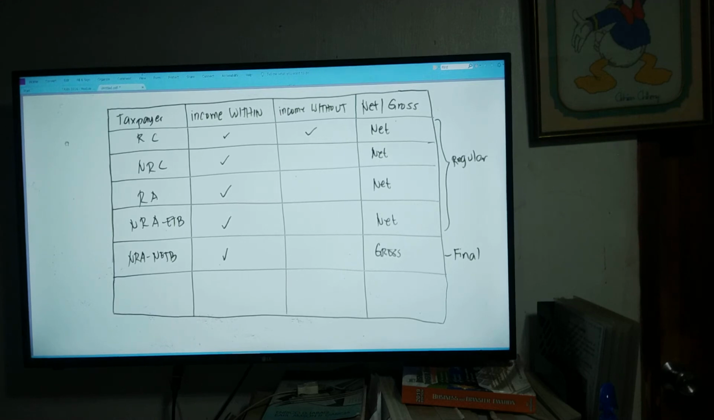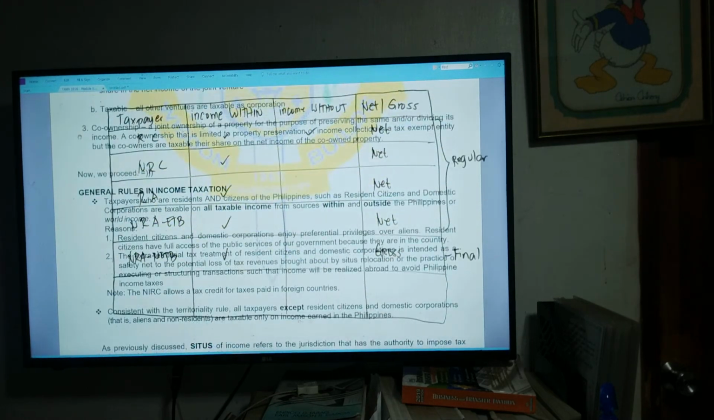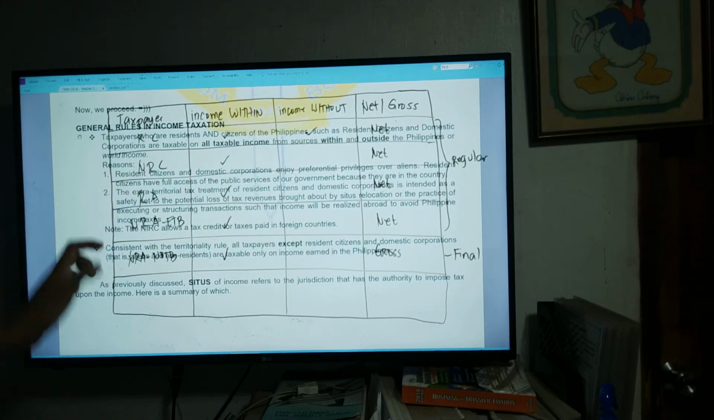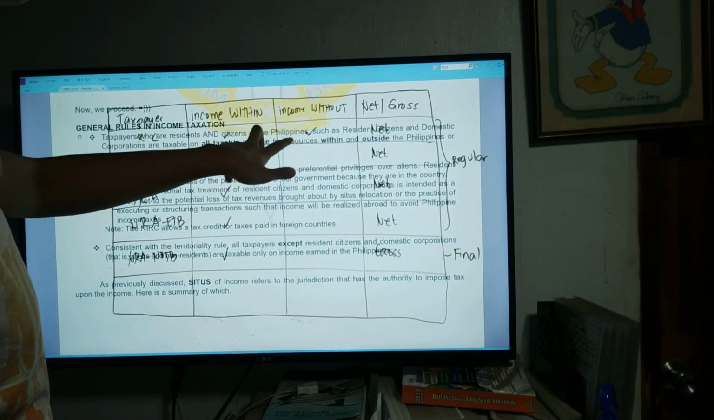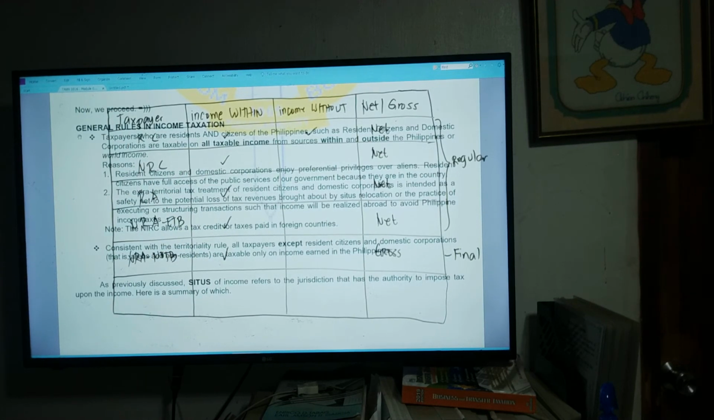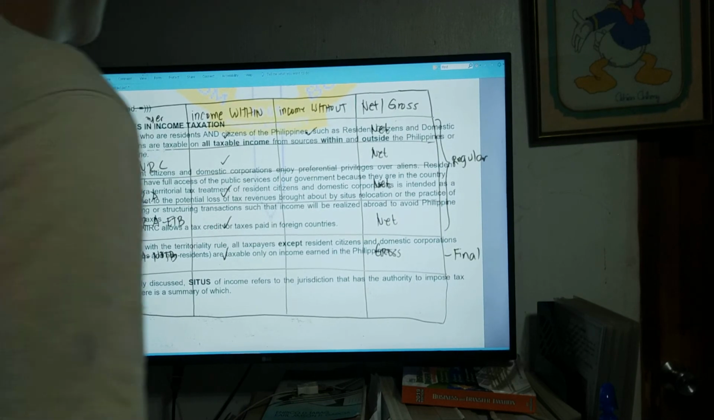Okay, anyway, meron ho tayong mga karampatang dahilan, or reasons as to why they are considered, why we are taxing resident citizens, for example, on both within and without, while the others are taxed only on income within. Ito ho yung dalawang dahilan.